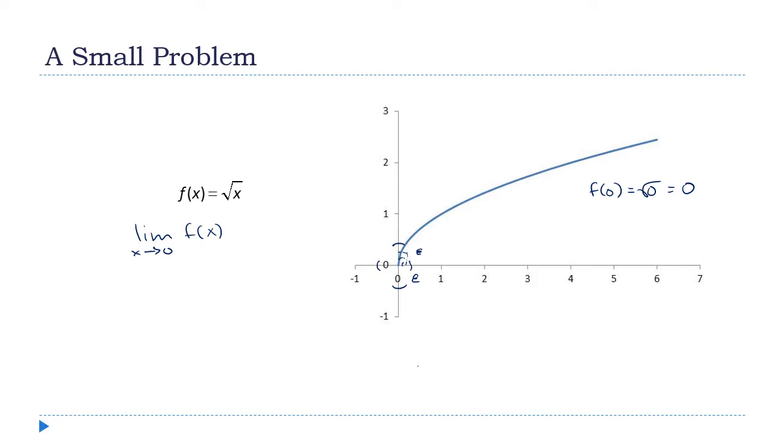So because the x values on the left side of 0, for whatever reason, the reason doesn't matter here, are not getting mapped into that y interval, therefore this limit does not exist. And that's a little bit of a problem for me because I want to be able to talk about limits at that point as if it was a normal point, because the function is fairly well behaved there.